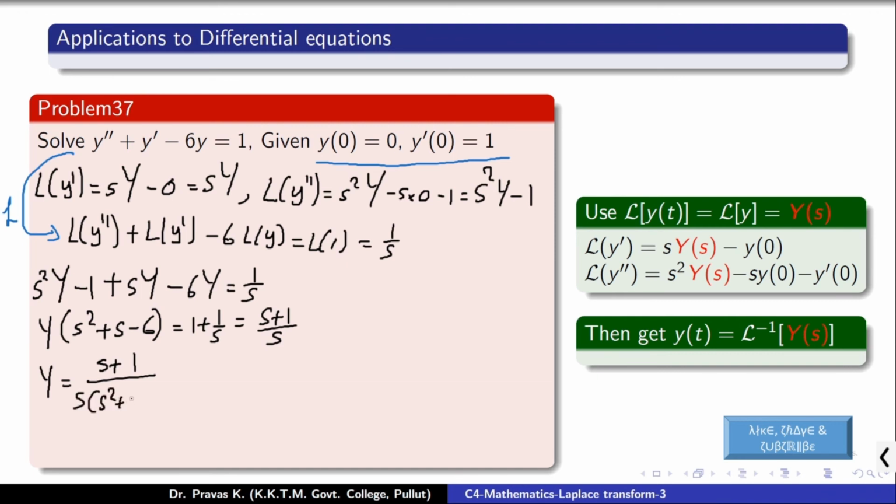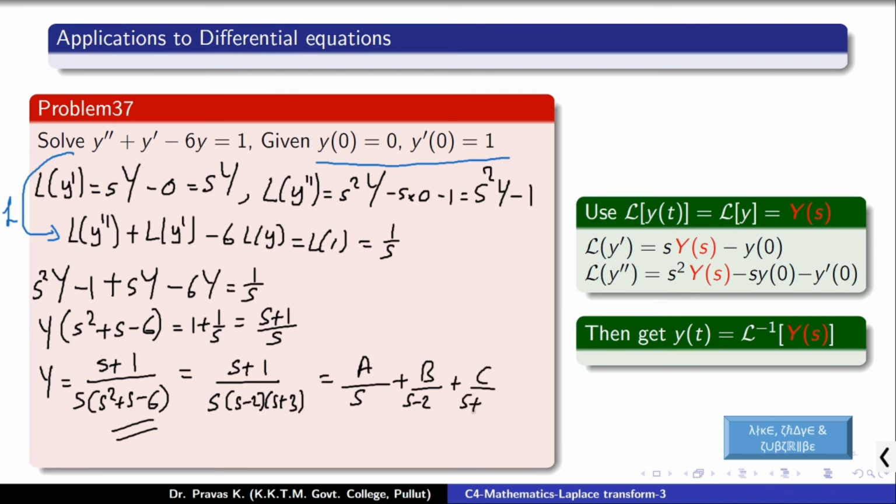Now in order to find the solution of the given differential equation, you need to take the inverse Laplace transform of capital Y. So for that you need to apply the method of partial fractions. So before everything, let us factorize the denominator of this function. Let us find two terms with the product minus 6 and sum 1, that is s into (s minus 2) into (s plus 3), which you can write as A by s plus B by (s minus 2) plus C by (s plus 3).